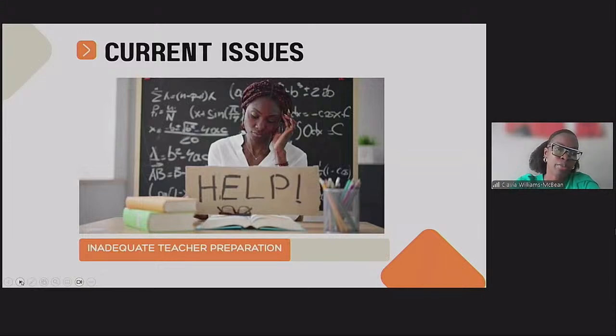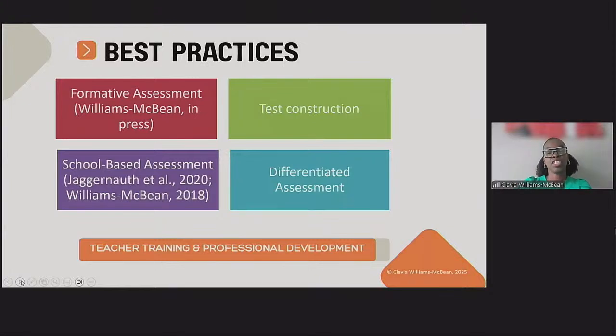So what do we do? We need better teacher preparation and professional development for our teachers, and my colleagues will also echo this. Specifically, in terms of improving teacher training and professional development towards improving the assessment competencies of teachers, we need to include formative assessment training.